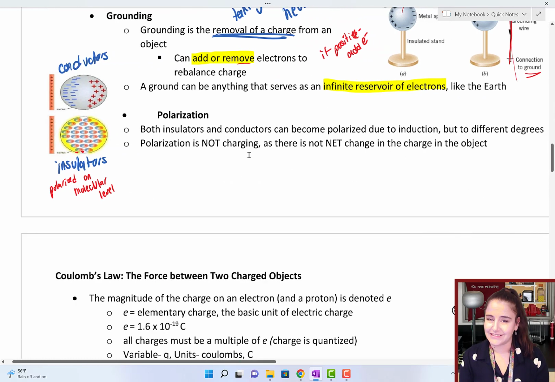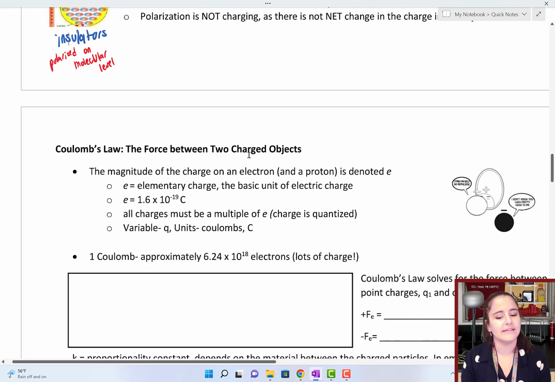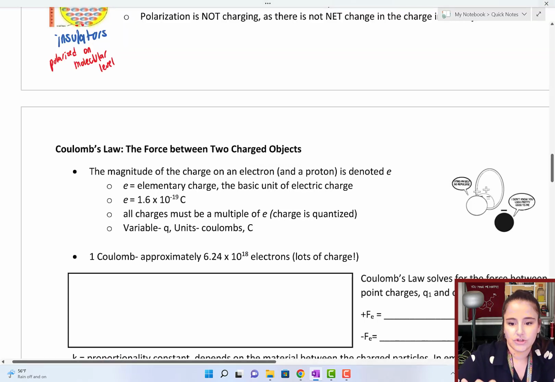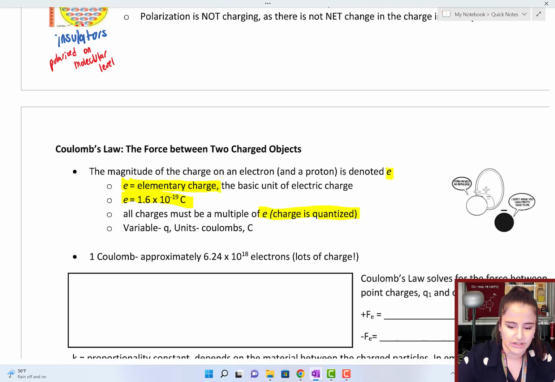Now, let's get to the math stuff, okay? Coulomb's law. So Coulomb's law is the force between two charged objects. And when we look at it, we're going to be talking about the charges on electrons and protons. We use the letter E for that, where E is the elementary charge. It's the basic unit of electron charges. There are no charges smaller than it, and all charges have to be a multiple of E. Okay, charge is quantized. You can't have half an electron's worth of charge, okay?